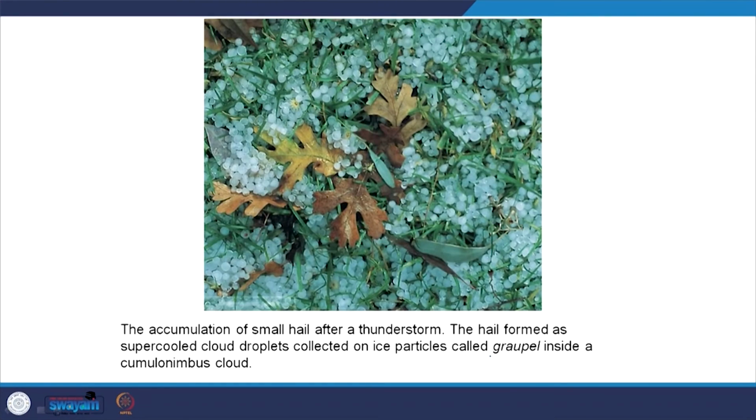So, this is just an example of a small hail event where the hail is very small in size, the accumulation of small hail after a thunderstorm. The hail formed as supercooled cloud droplets collected on ice particles called graupel inside a cumulonimbus cloud. If these crystals are kept in a conducive vertical updraft, they will grow into large sized hail crystals. So, this is the giant Coffeyville hailstone, which weighed almost 1.67 pounds, in the year 1970. So, this can be very dangerous.